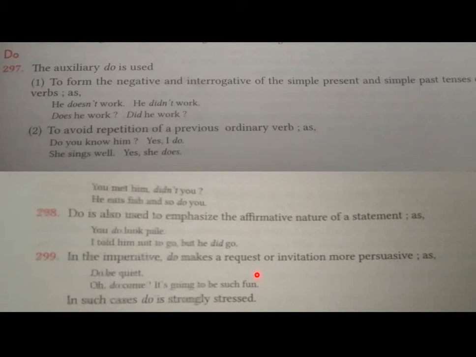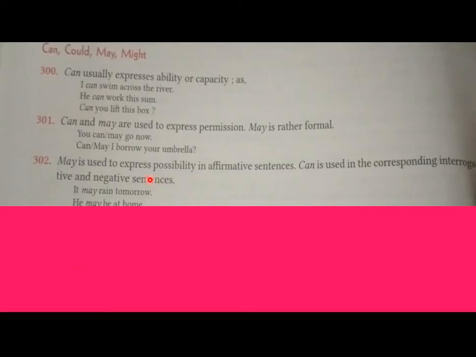In the imperative, do makes a request or invitation more persuasive, as in: do be quiet. Oh, do come, it's going to be such fun. In such cases, do is strongly stressed. So when you say do be quiet, you are stressing do. Oh, do come, it's going to be so much fun. So do is actually getting stressed in these sentences. So let's see the next thing.